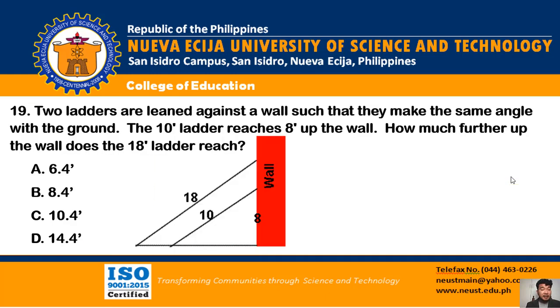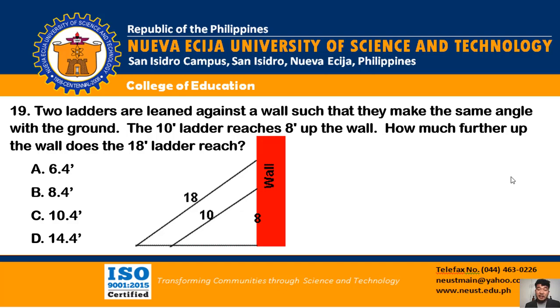Number 19. Two ladders are leaned against a wall such that they make the same angle with the ground. The 10-foot ladder reaches 8 feet up the wall. How much further up the wall does the 18-foot ladder reach? Letter A, 6.4. Letter B, 8.4. Letter C, 10.4. Then letter D, 14.4.